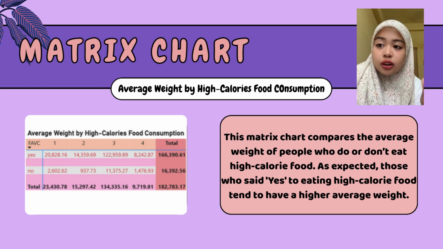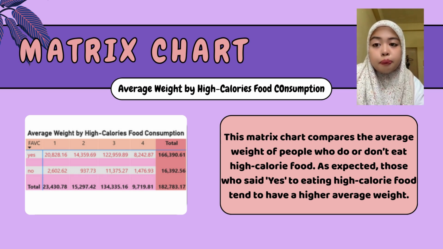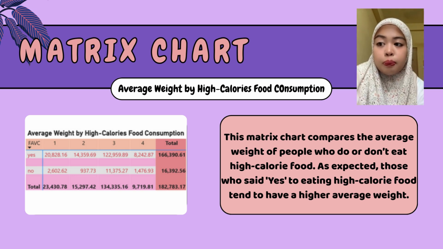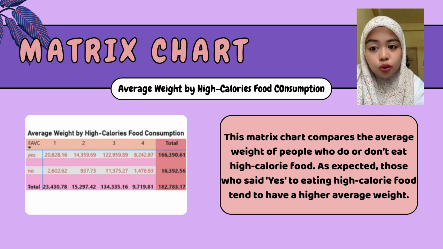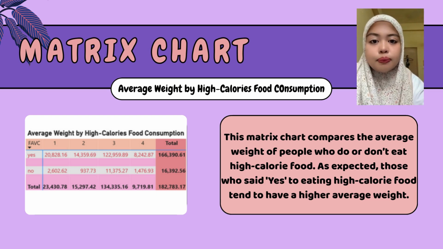This means the chart shows the average weight of those who answer yes and those who answer no to the FAVC question. The purpose of this visual is to see whether people who regularly eat high-calorie food tend to have a higher body weight. Based on the result, the chart showed that individuals who answer yes to eating high-calorie food frequently had a higher average weight compared to those who answer no. This supports the idea that frequent consumption of high-calorie food may contribute to weight gain or obesity.